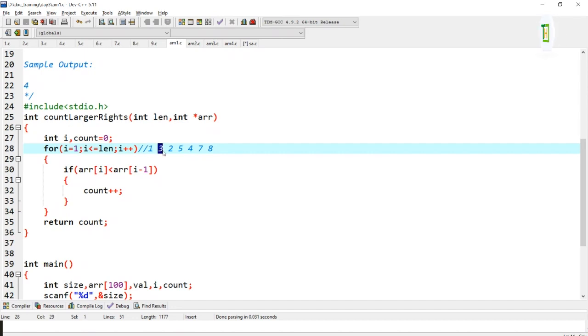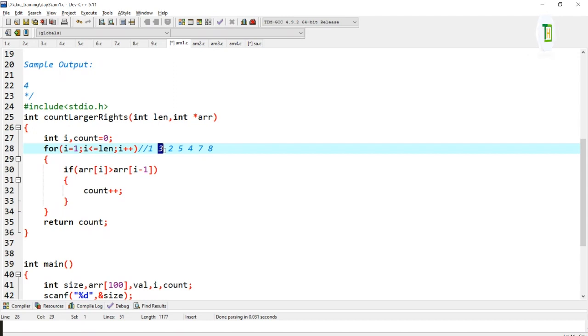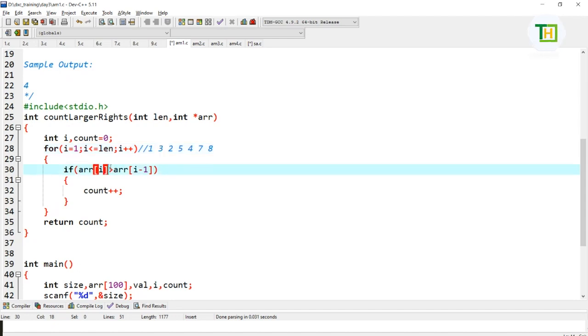It's working perfectly. Then I have to check i at 3 with the previous value. If this value is greater than the previous, I have to count it. That's why here, instead of less than, I have to write greater than. That means I'm going to check whether 3 is greater than 1, the left hand value. Yes, I have to increment the count. That's why I'm going to change this one.